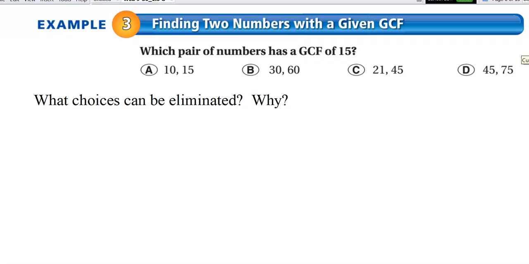So this is something that I don't want you to write, but I want you to think about it. When you're looking at multiple choice questions, sometimes there are some answers that you just eliminate right away because they don't make sense. So I'm going to put a little caret in there: what 2 choices can be eliminated and why? You're trying to see which of those pairs of numbers would have a greatest common factor of 15.